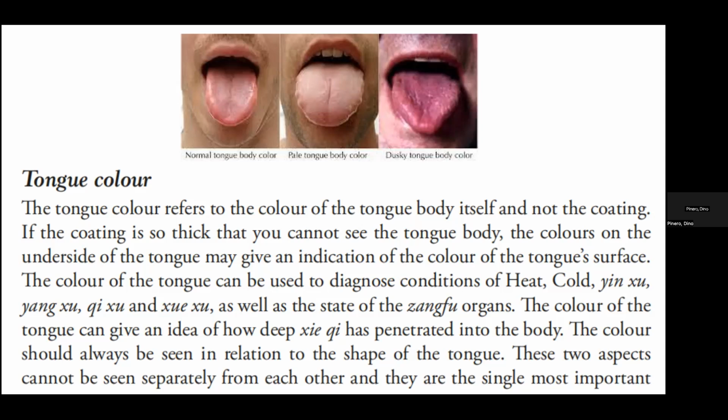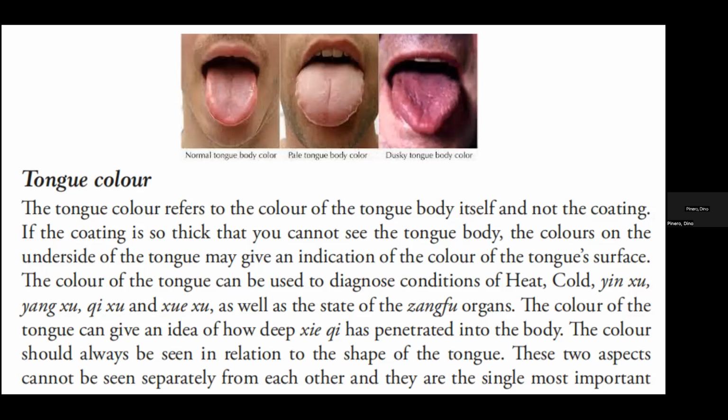So the first thing we should practice on is ourselves. While I'm discussing here, you can try to check your own tongue. You can check it with your mirror or your cellphone. It's the same with the pulse. We practice on ourselves first.